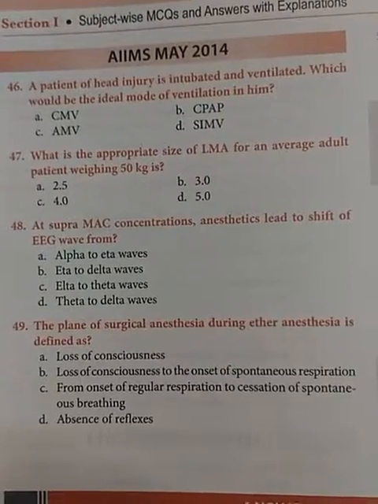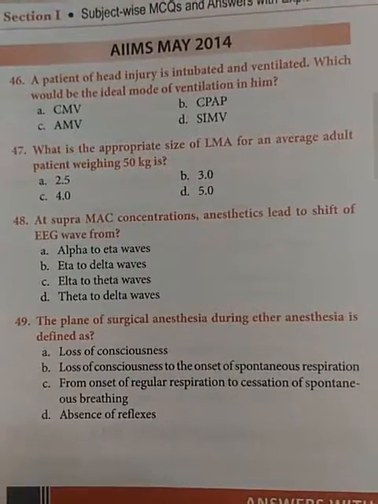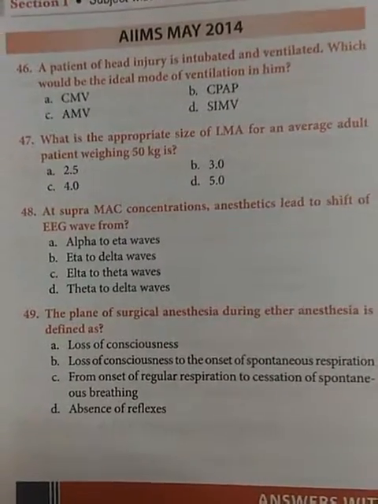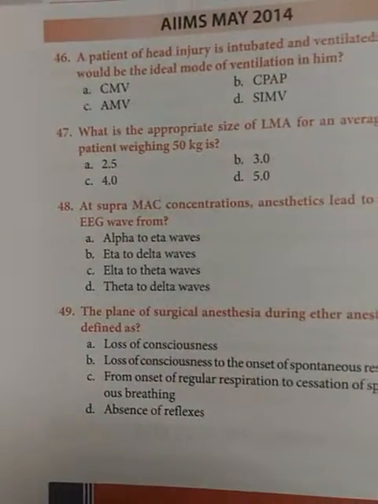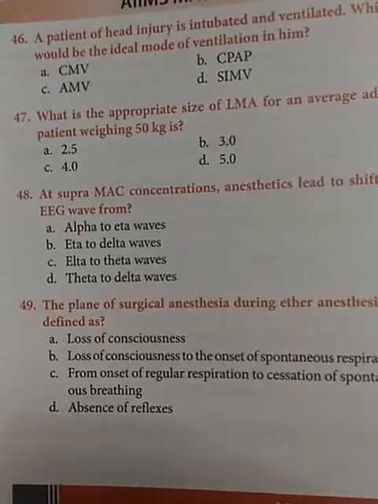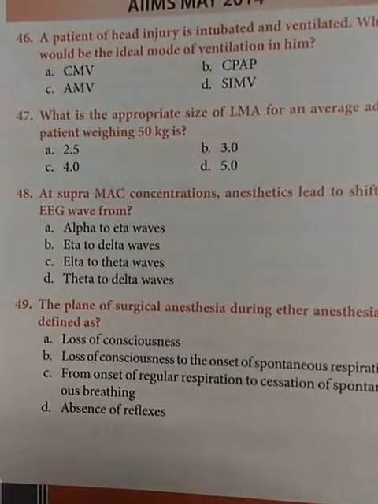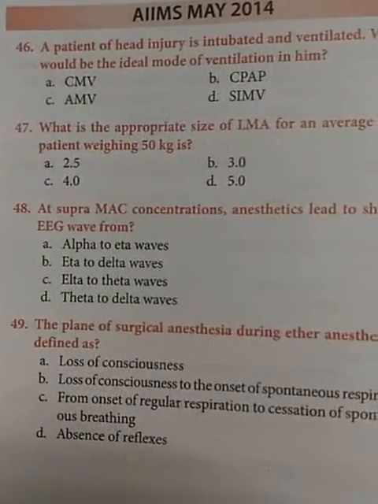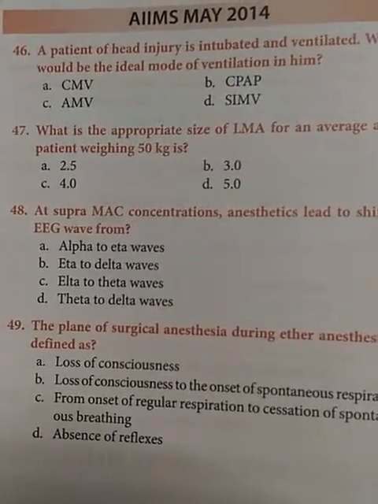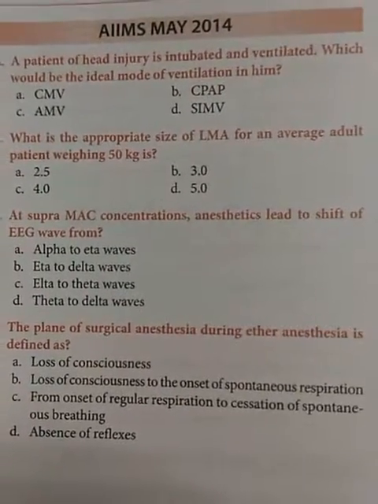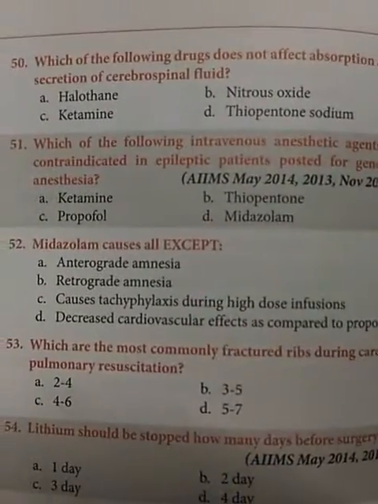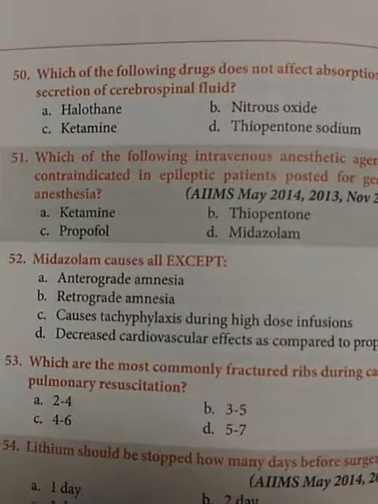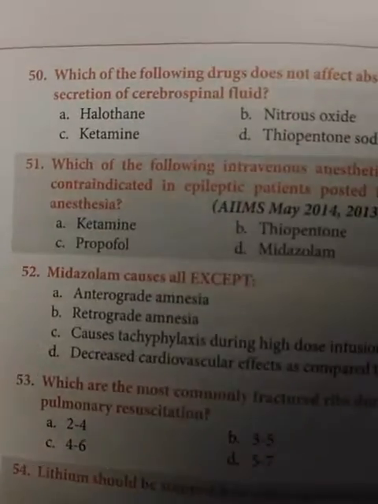The plane of surgical anesthesia during anesthesia is defined as loss of consciousness to the onset of respiration. No, its answer is from onset of regular respiration to the cessation of spontaneous breathing. And for 47 it's 4. That is the appropriate size of the LMA for a 50 kg adult. The next question is the 50. Which of the following drugs does not affect the absorption and secretion of cerebrospinal fluid? Here the answer is nitrous oxide, because it does not affect CSF production or absorption.